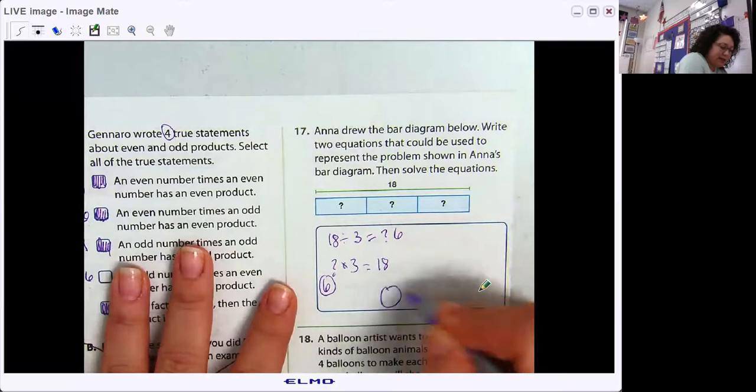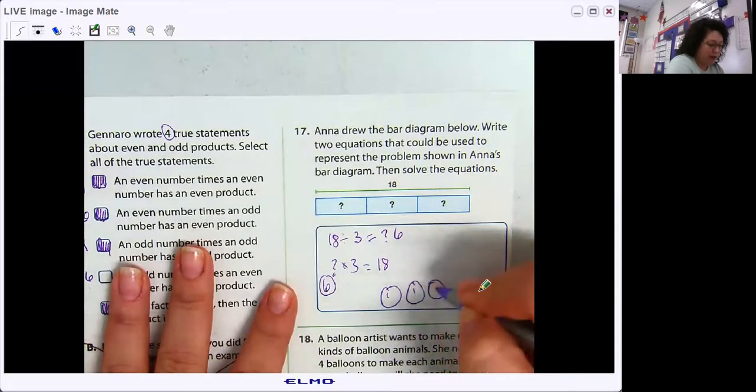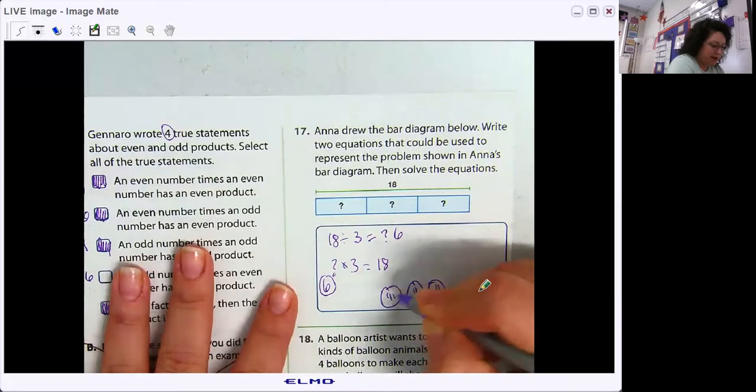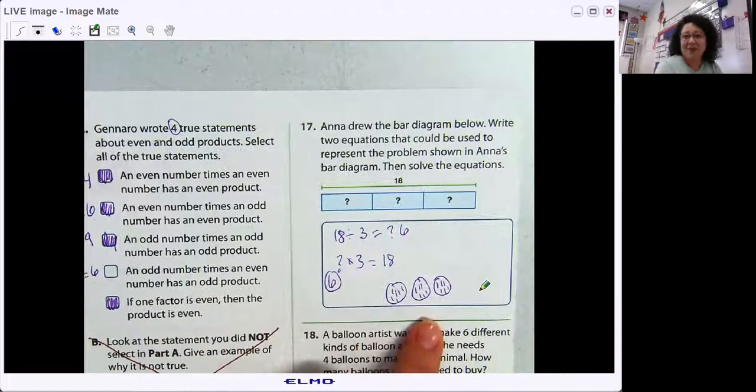So 18 divided by 3: 1, 2, 3, 4, 5, 6, 7, 8, 9, 10, 11, 12, 13, 14, 15, 16, 17, 18. And I have 18 dots in my 3 circles. Okay.